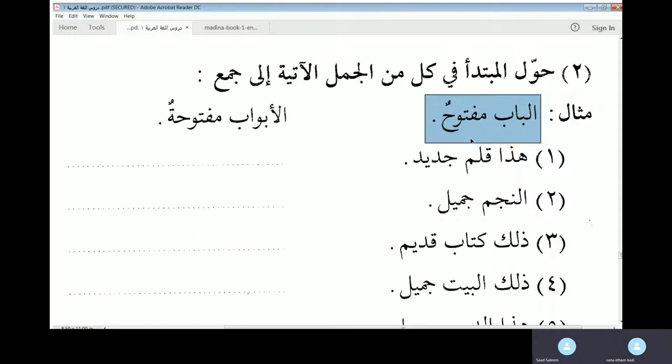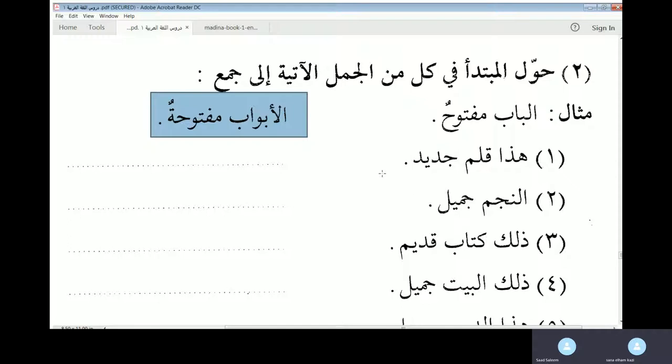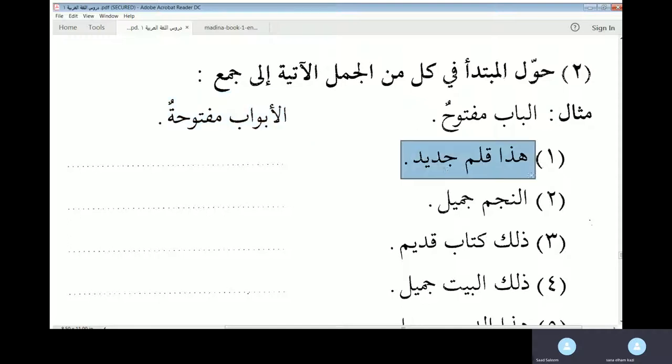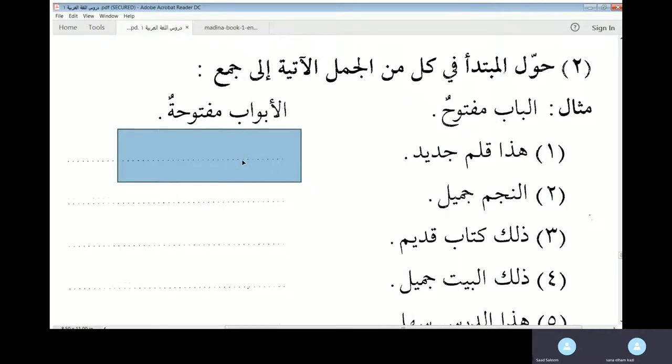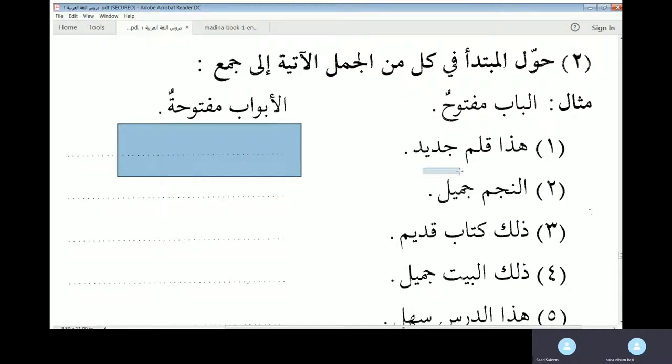Al-babu maftuhun. The door is open. Al-abwabu maftuhatun. The doors are open. Hadha qalamun jadidun. This is a new pen. Hadhihi aqlamun jadidatun. These are new pens. These pens are new.